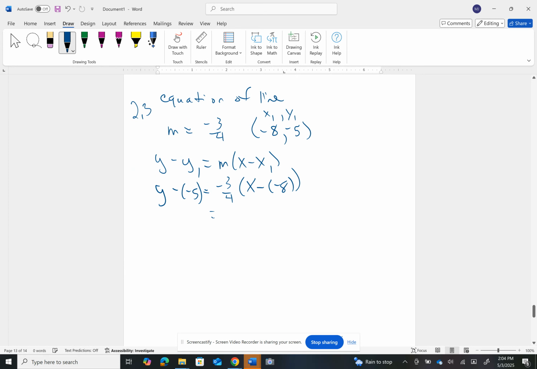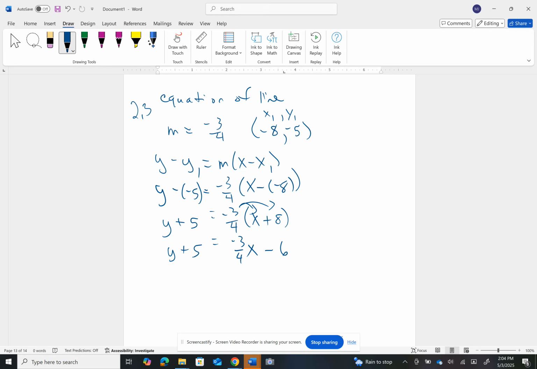Before you distribute the -3/4, x minus a -8 is the same as x plus 8, and y minus -5 is the same as y plus 5. So take care of that first, then distribute. Take your -3/4 times 8. You can use your calculator if you need help with that. So -3/4 times 8 would be -6.